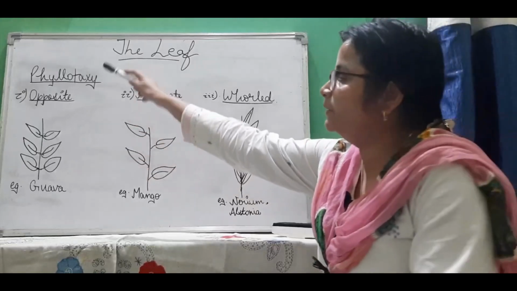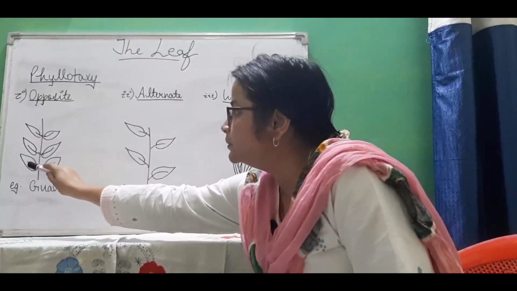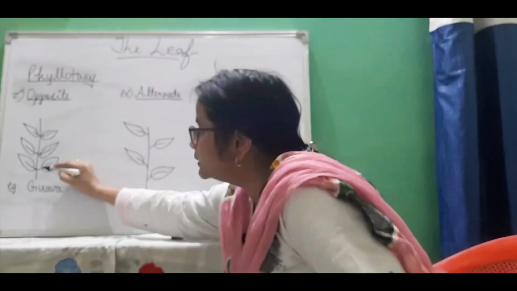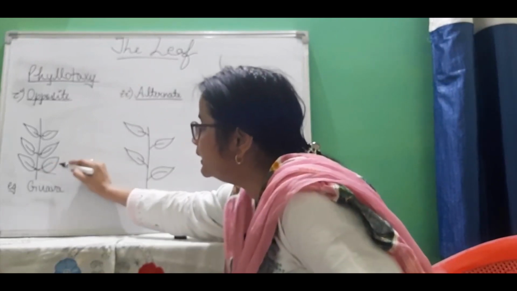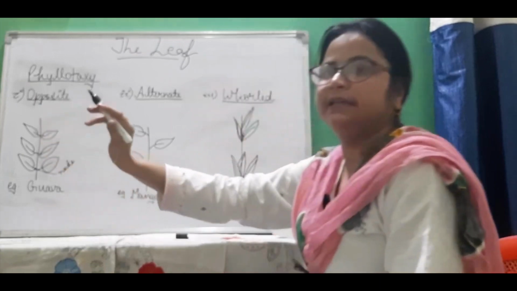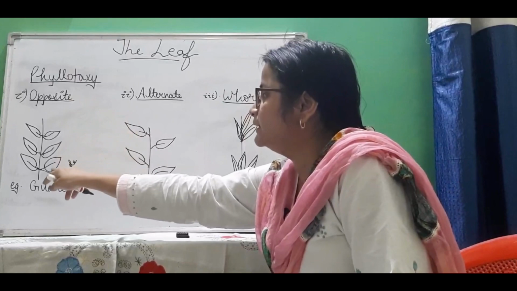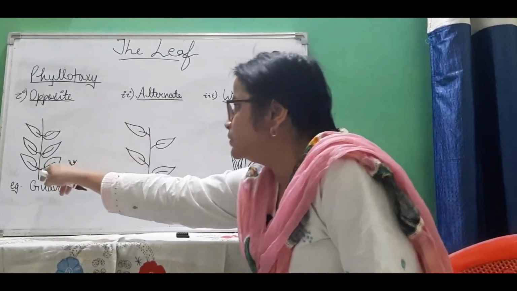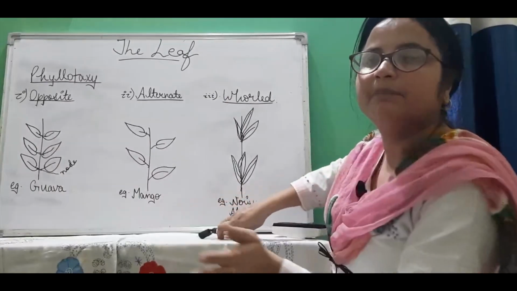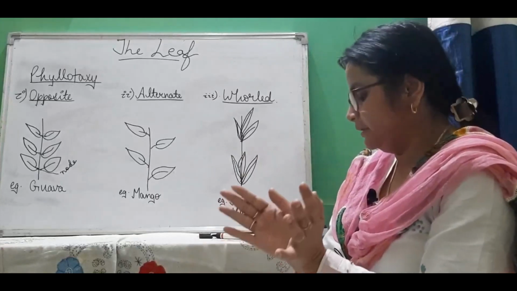In this phyllotaxy you can see on the stem two leaves are attached to a single node. And you know what is a node? Node means the base on which leaves are attached to the stem. In opposite arrangement, two leaves are attached to each other and facing opposite to each other. That is known as opposite phyllotaxy.